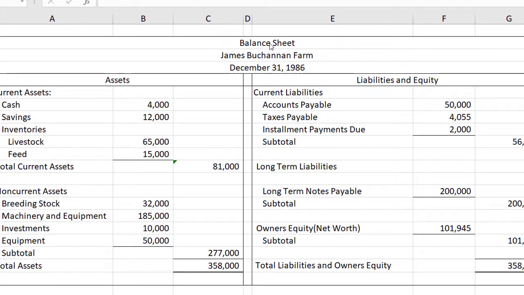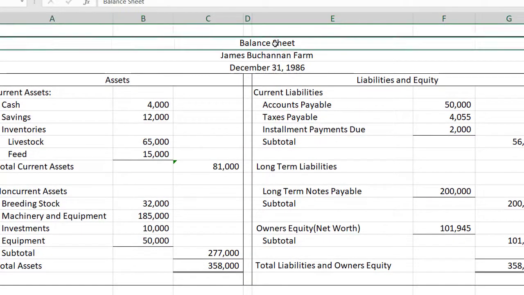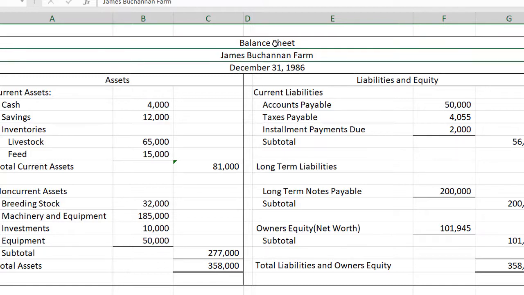Every balance sheet should start off with a title, "Balance Sheet," right here. It's a good idea to always put a title on your financial documents. Sometimes we might see a comparative balance sheet that shows the balance sheets for multiple years. Up next is the business name.